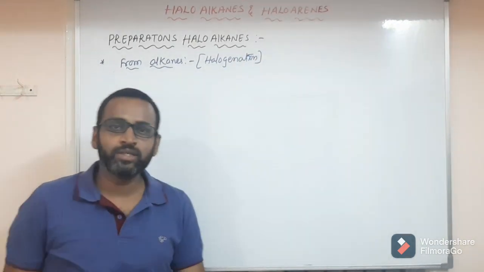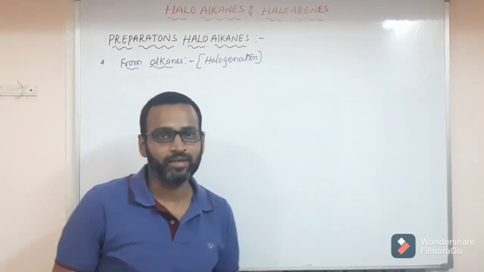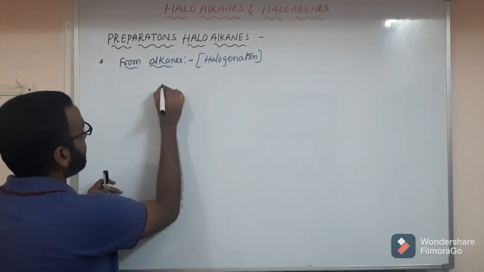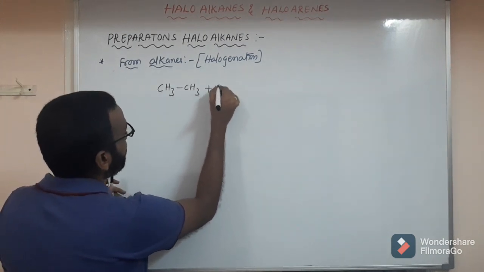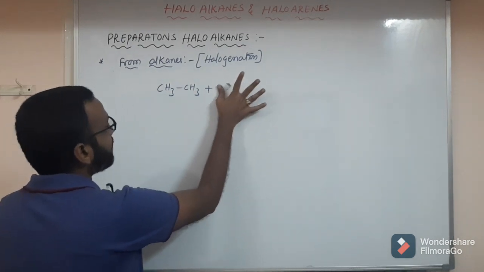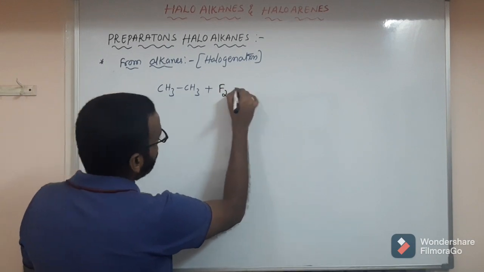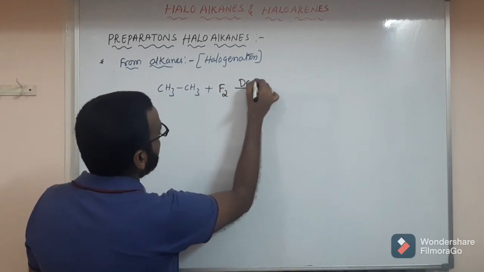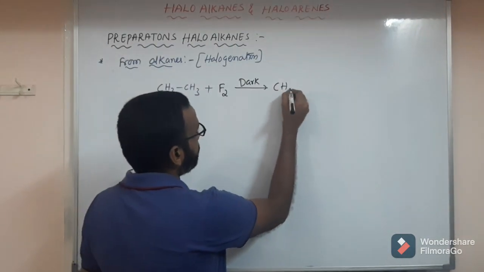What is halogenation? Substitution of a halogen on an alkane. If you see ethane like this, CH3 single bond CH3, when it reacts with fluorine, it can react even in the dark actually. So if I use fluorine, I can simply use dark, that's it. This is an explosive reaction.